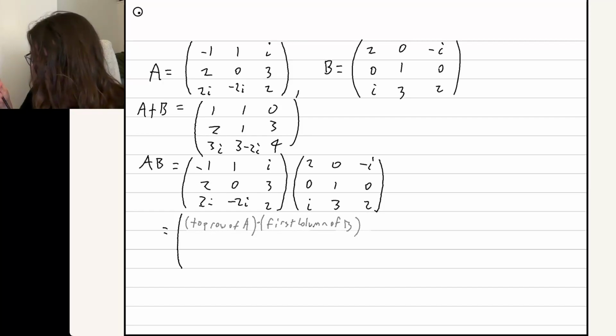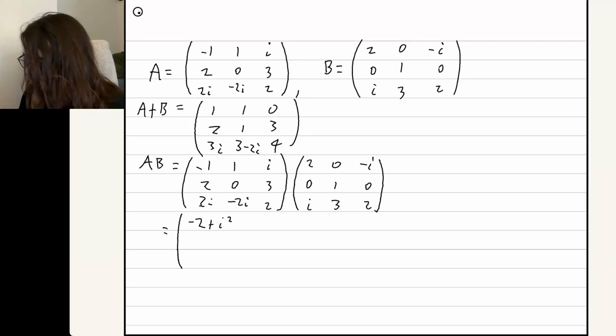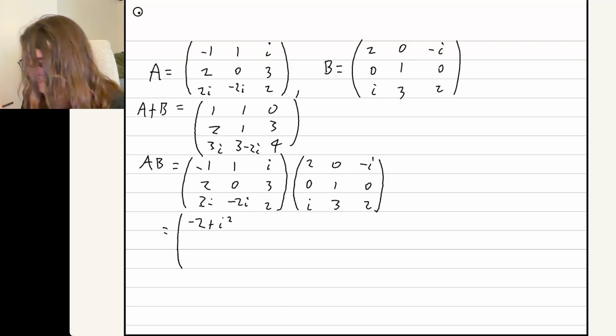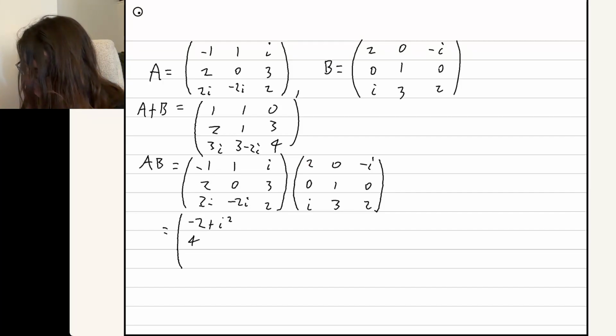So it's pretty fun stuff. So we've got minus 1 times 2 makes minus 2. 1 times 0 makes 0. i times i makes i squared. The next element down is the dot product of the second row with the first column, right? So it's 2 times 2 makes 4. 0 times 0 makes 0. 3 times i makes 3i.